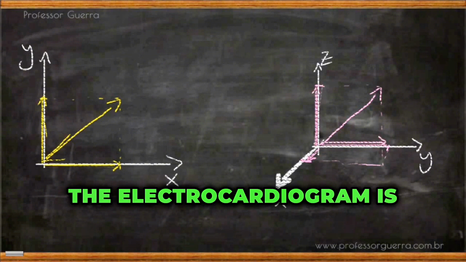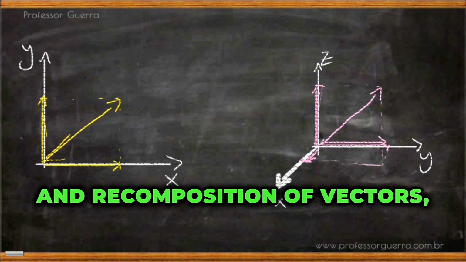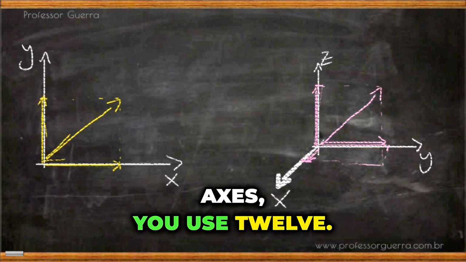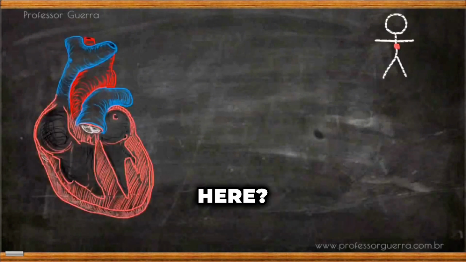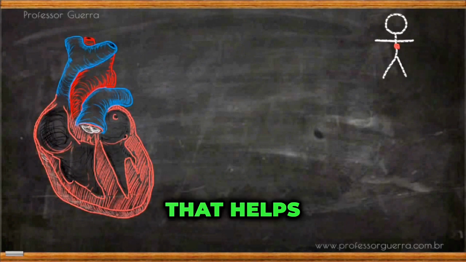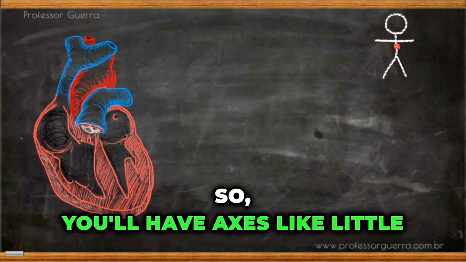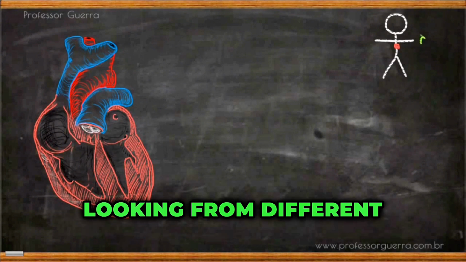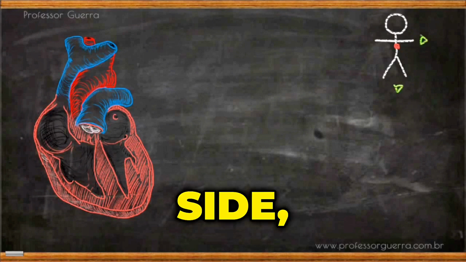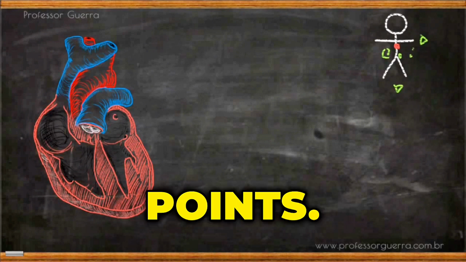The electrocardiogram is basically a decomposition and recomposition of vectors, but instead of using 3 axes, you use 12. What's happening here? Each sensor or electrode that a person attaches is like an axis that helps decompose the heart's depolarization vector. So you'll have axes like little eyes looking from different angles, from here, from below, from this side, that side, and so on. The person is essentially being observed from multiple points.